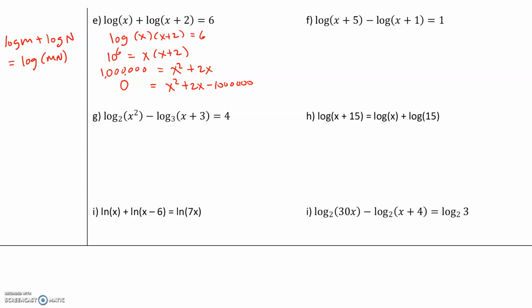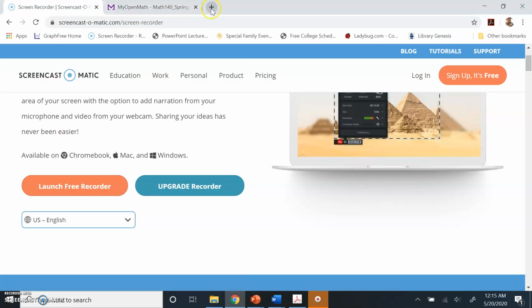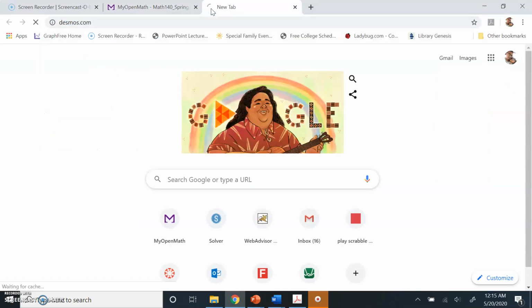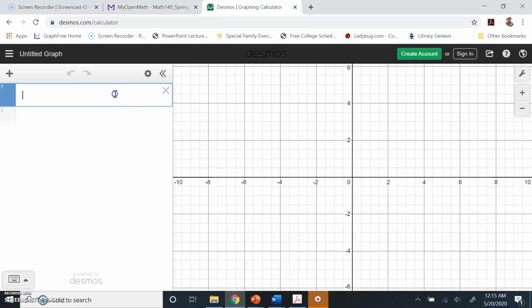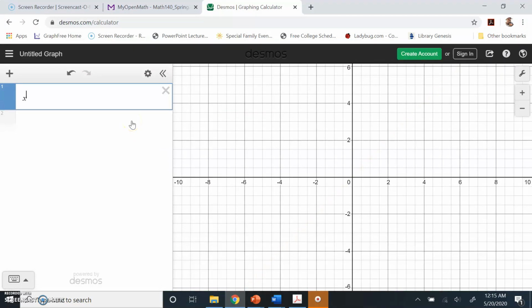So you have two choices at this point. You can either use the quadratic formula, or you can go to Desmos and graph this, which is what I'm going to do. I'm going to Desmos and I'm going to graph this. Obviously, on a test, you won't be able to, but for homework you can. So I have x squared plus 2x minus 1 million.